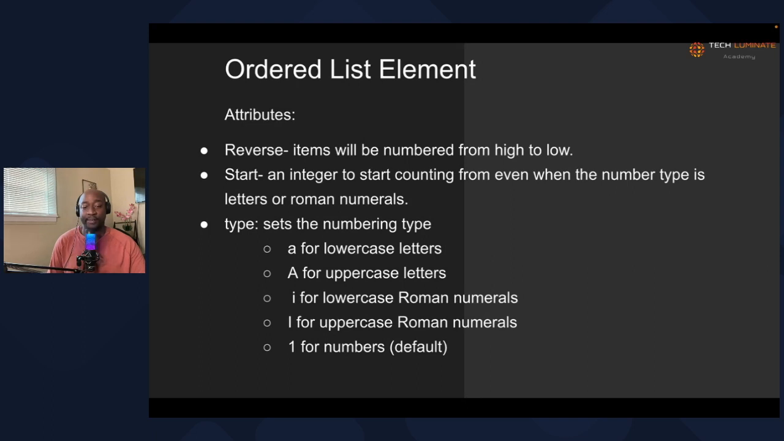There is also a type attribute, which allows you to set the type of value that you're dealing with. Lowercase a for lowercase letters, uppercase A for uppercase letters, lowercase i for lowercase Roman numerals, uppercase I for uppercase Roman numerals, and the default will be the number type, which you don't have to use because it's the default.